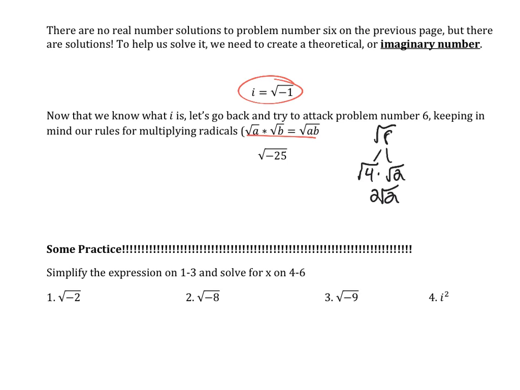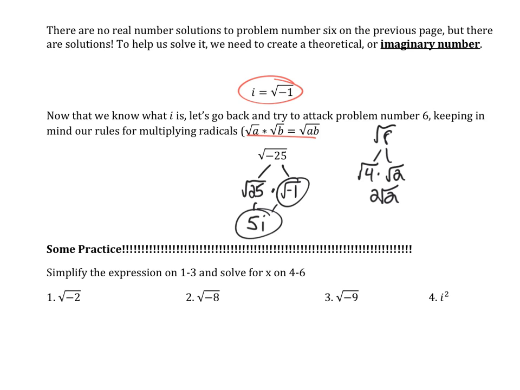Well, it would make sense that I could break this down into two numbers as well. What if I broke it down into root 25 times root negative 1? Well, what's the square root of 25? We should know that the square root of 25 is 5. What's the square root of negative 1? Well, we defined that before as i. So we could come up with the idea that the square root of negative 25 is equal to 5i. Again, in real number world, that doesn't mean anything, but in imaginary land, which is where we are now, it does give us an answer. It does give us 5i.